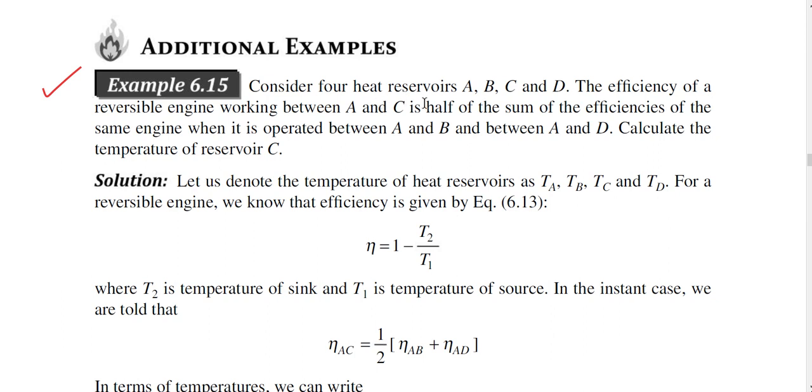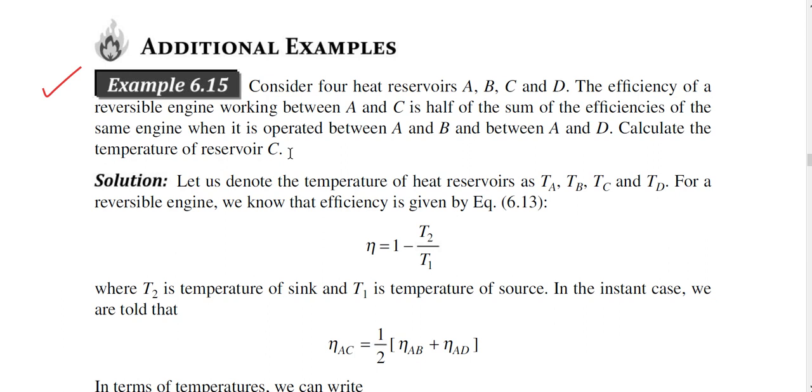Consider four heat reservoirs A, B, C and D. The efficiency of a reversible engine working between A and C is half of the sum of the efficiencies of the same engine when it is operated between A and B and between A and D. Calculate the temperature of reservoir C.